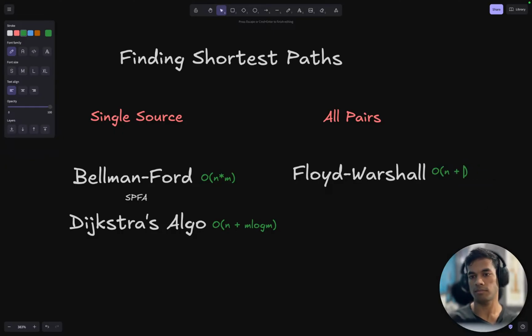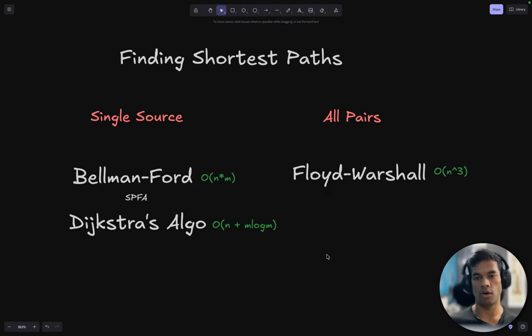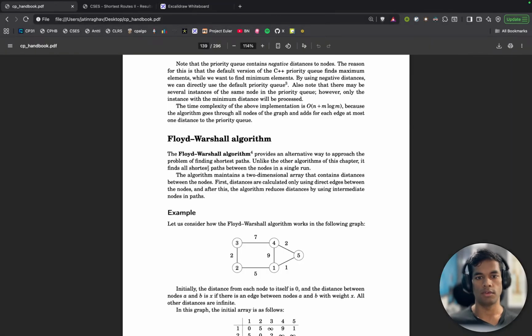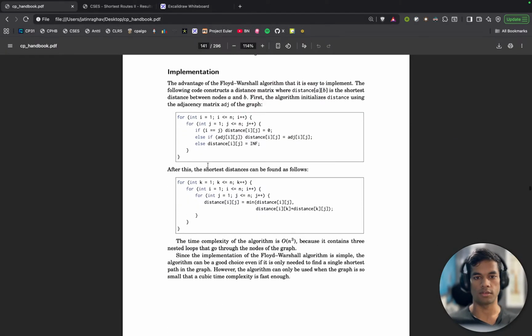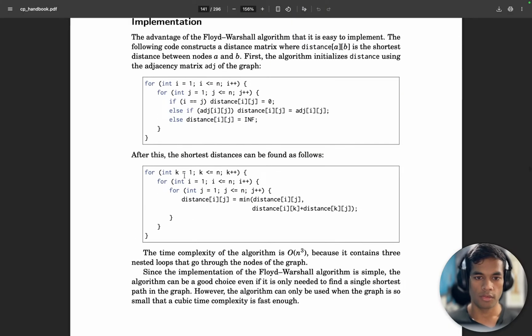And in this, the time complexity is n cube, and that is all. We have done this. That is very, very nice. Let's go through the implementation ones. So i, j: i equals 1, j equals 1, and distance is just the minimum, and that makes sense. If i equals j then this.